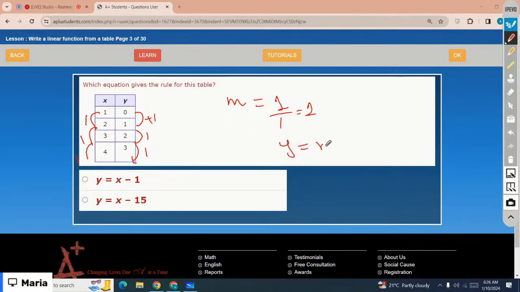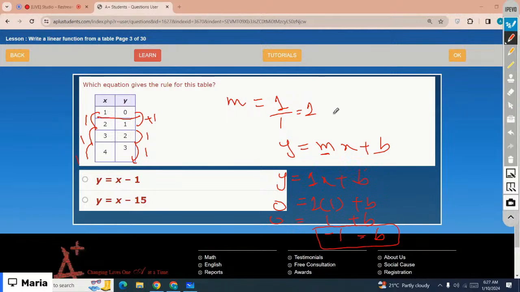You can find the y-intercept like this. y equals mx plus b. The slope is 1, right? y equals 1x plus b. You can use any point from this table and calculate the value of b. I'm going to use 1 and 0. x is 1, y is 0 plus b. That is 0 equals 1 plus b and b equals minus 1. That means the y-intercept is negative 1.